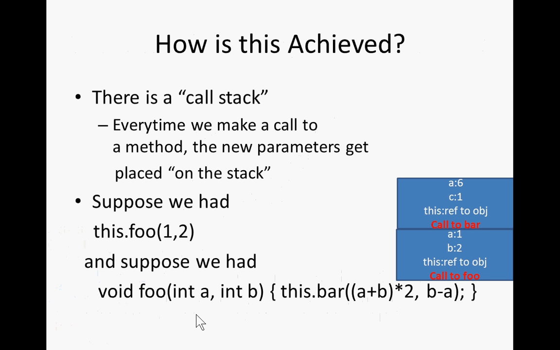So this call to foo creates this activation record. These things are placed on the stack. So they're placed in this activation record: 1 and 2, the values of these two. And this is a reference to some object. And then it calls bar, with perhaps bar calling this first parameter A, perhaps it calls it B, or A and C. This guy doesn't have to worry about whatever it calls it. The first parameter will be 6 and the second will be 1. Okay.